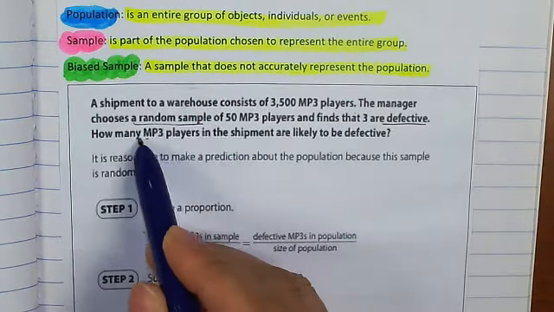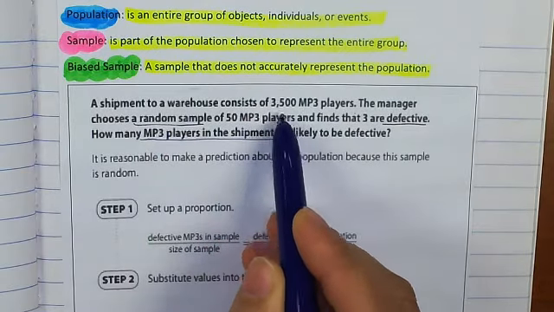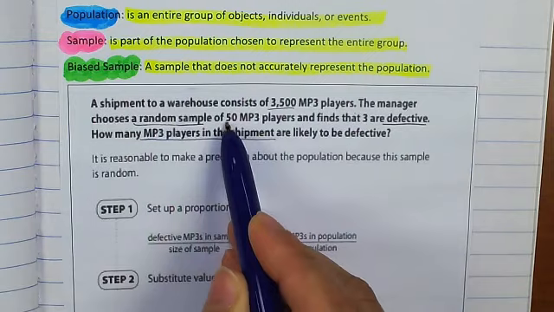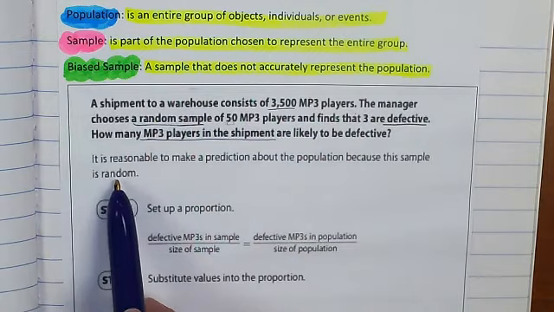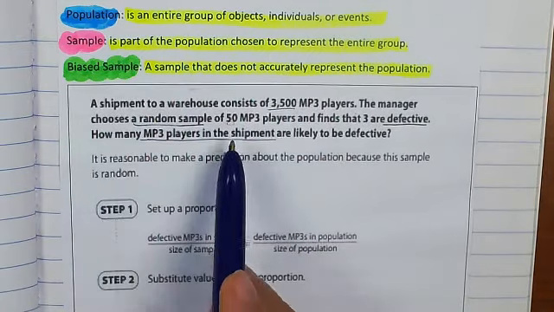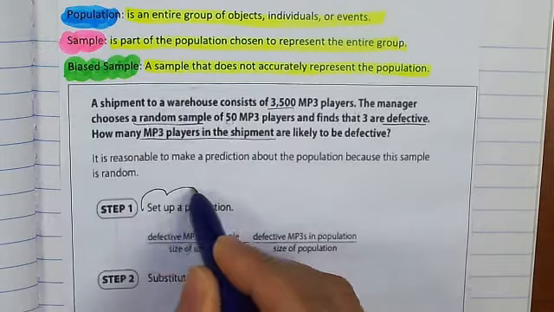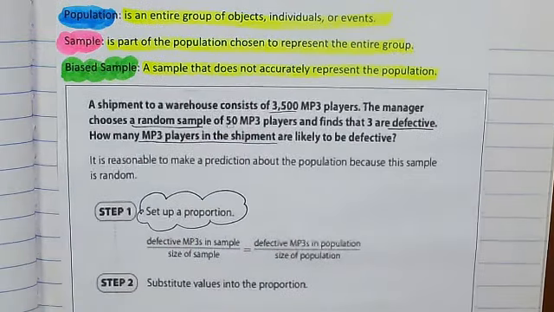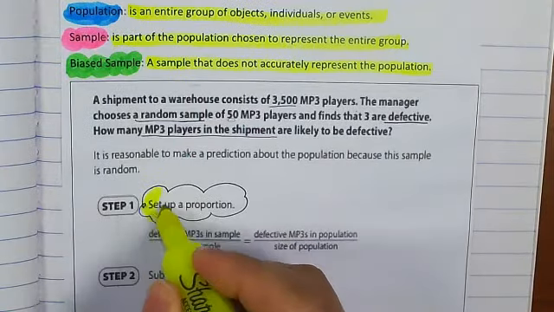Notice that they want me to make a conclusion here, or an inference, about the total shipment. So we have the total shipment of 3,500. The sample that they had was just 50. So we can make a prediction using the sample that we have. Okay, so what are we going to do? I need you to highlight this, write it in big. Always, when it comes to prediction, we are going to use proportion.